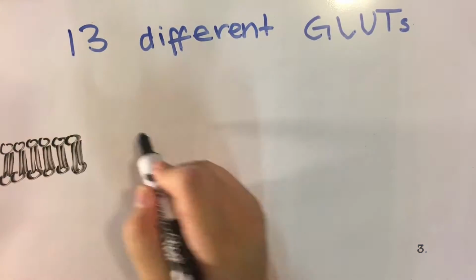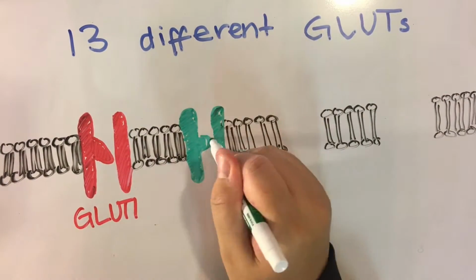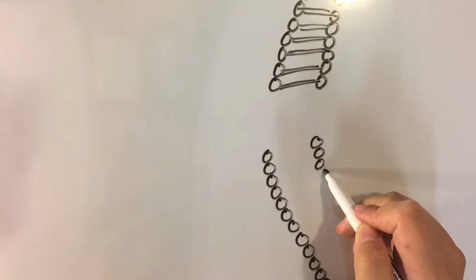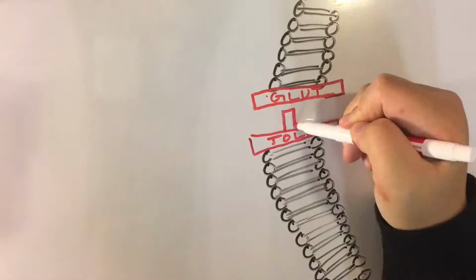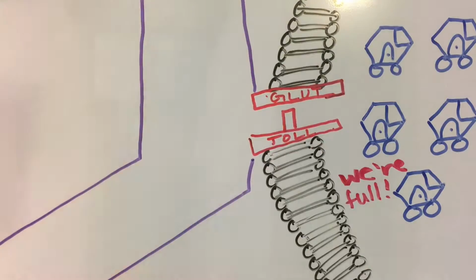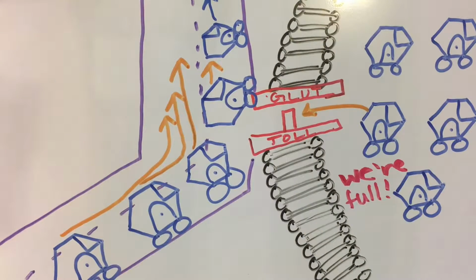There are different types of GLUTs for different cells. There are a total of 13 GLUTs, but let's just talk about 4 of the major ones today. The GLUTs are saturable, which means that they're only able to take in a certain amount of glucose molecules until they get full. Once they get full, some of them can go backwards and spit the glucose back out.